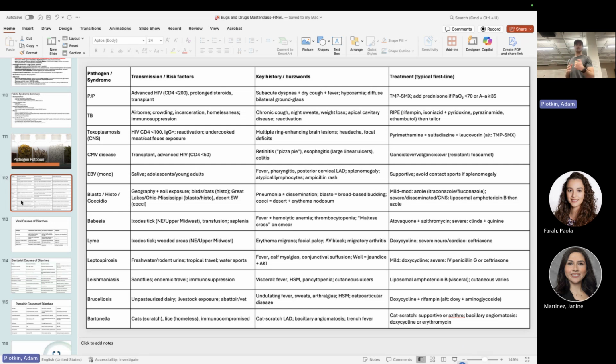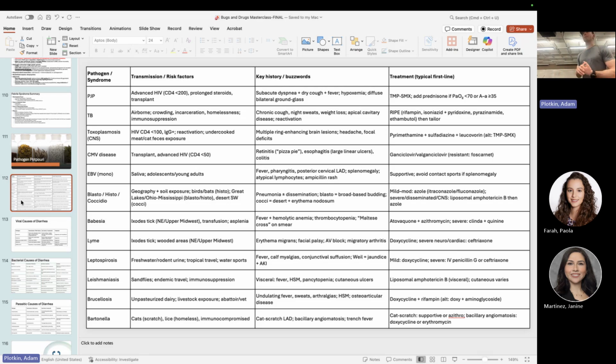So the treatment is going to be your pyrimethamine and sulfadiazine. And then you want to add leucovorin, right? Because these molecules, sulfadiazine, are going to block folate from being used. So we've got to add in extra leucovorin to make sure they don't become deficient.